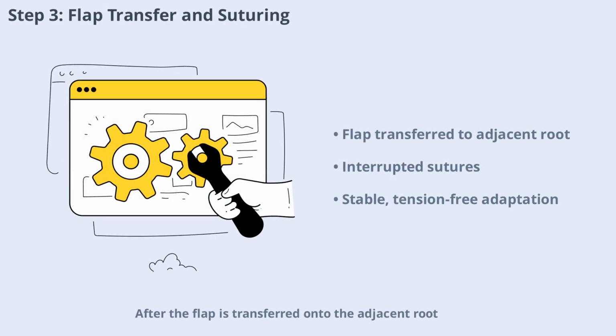After the flap is transferred onto the adjacent root, it is sutured to the adjacent gingiva and alveolar mucosa using interrupted sutures. Proper suturing ensures stability and promotes optimal healing. The flap should be positioned without tension, and the edges must be closely adapted to the recipient site. This step is critical for achieving successful root coverage and minimizing postoperative complications. Let's move on to the final step of the procedure.